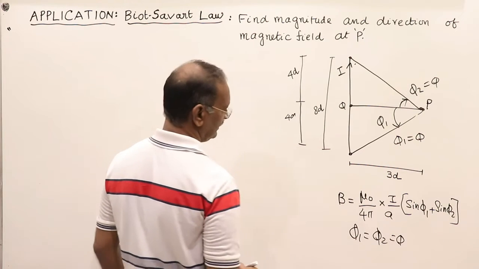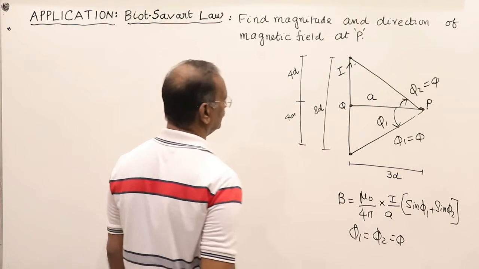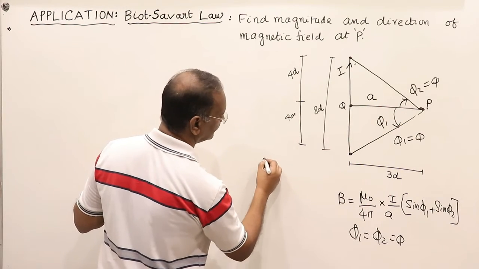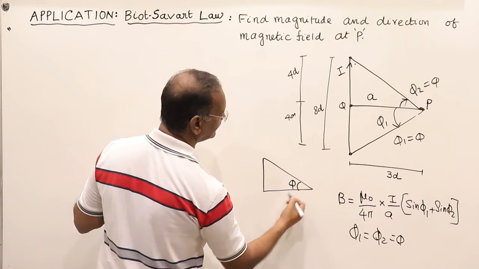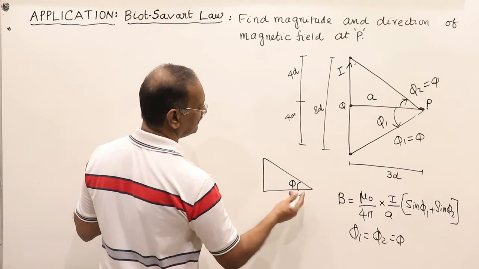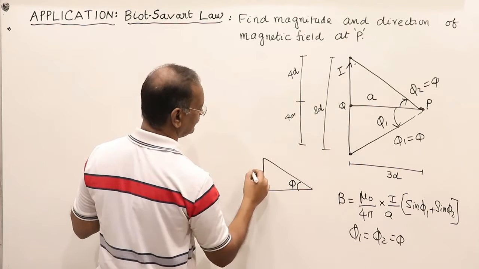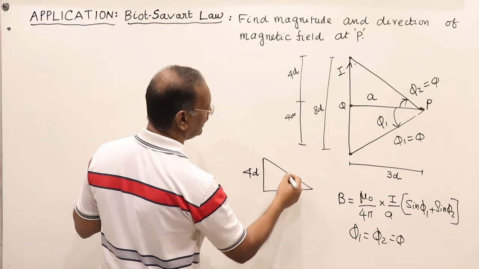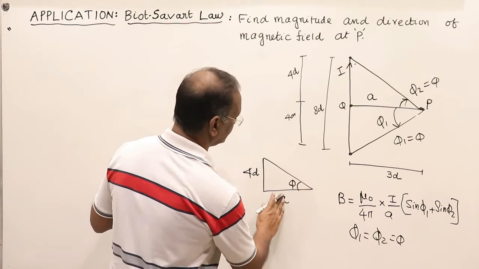So we need to find out A. This is the distance A. We can take the bottom one or the top one to find A. We'll take the top one. This is angle phi, this is angle phi, because phi 2, we write it as phi. This distance is 4d, and this distance is A. And this distance, what will it be? It is given, 3d.